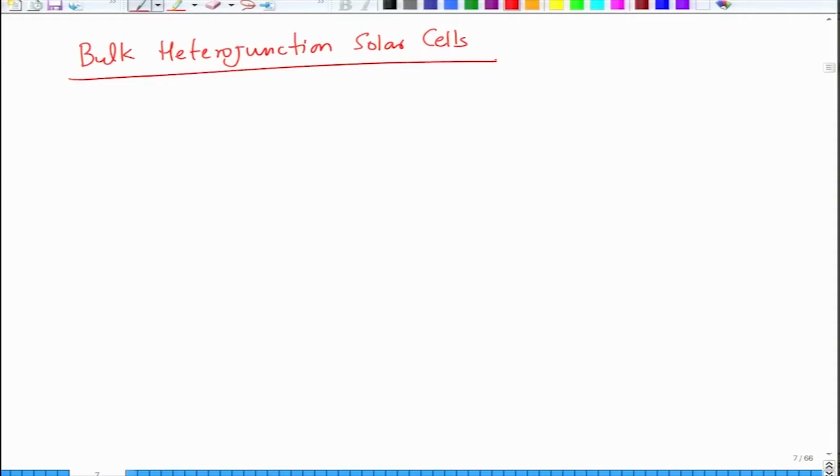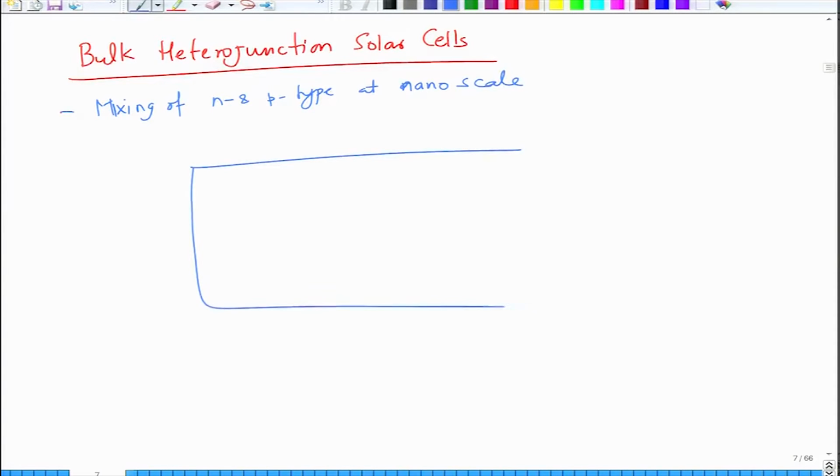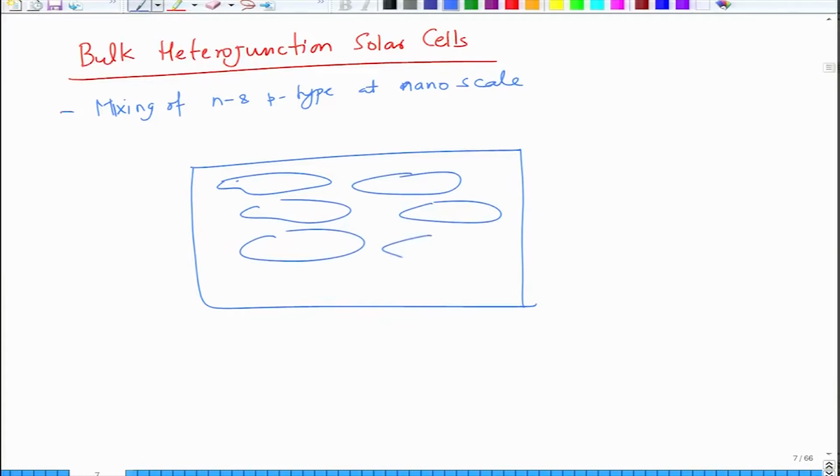Bulk heterojunction solar cell, the concept is different here. The concept is, if you cannot bring the carrier to the interface, you bring the interface to the carrier. So it was basically based on mixing of N and P type, acceptor and donor, at nanoscale. So basically what it was, you mix these phases in such a manner.